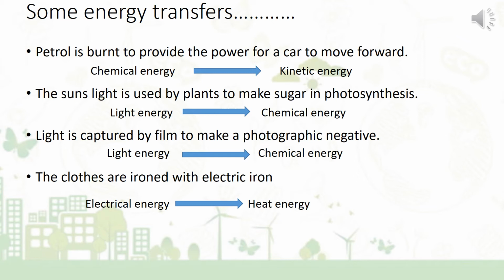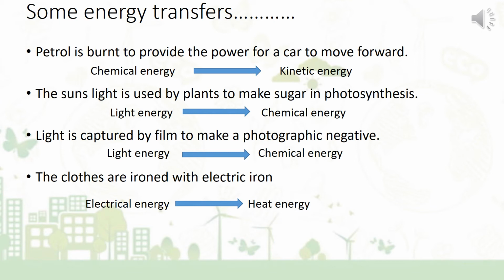Light is captured by film to make a photographic negative. What is the energy transfer taking place here? The light energy from the camera is converted into the chemical energy of the negative.